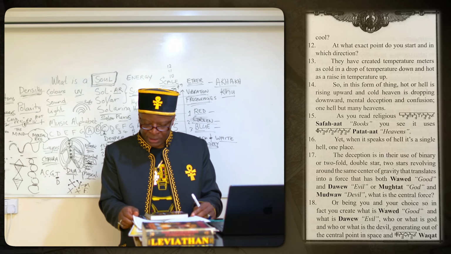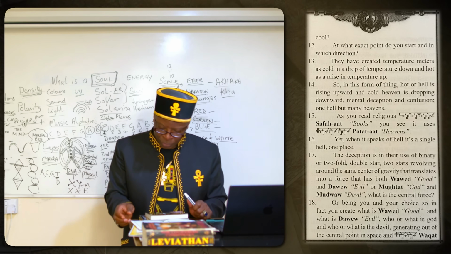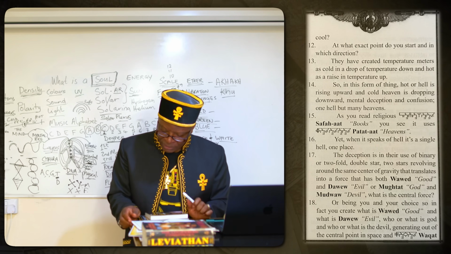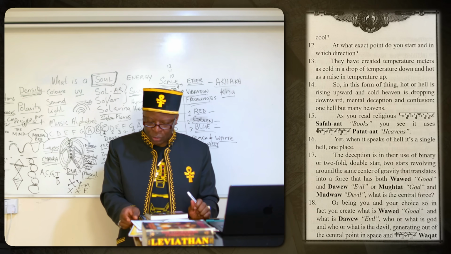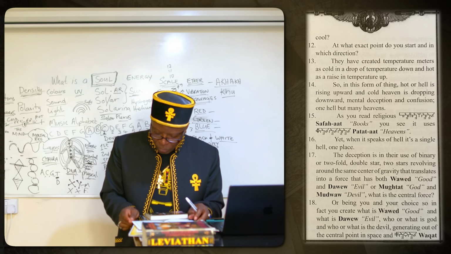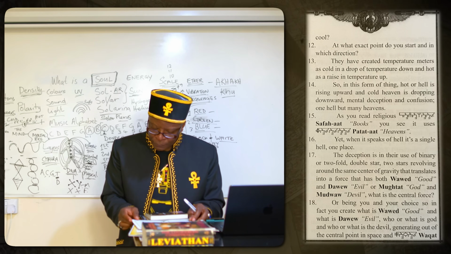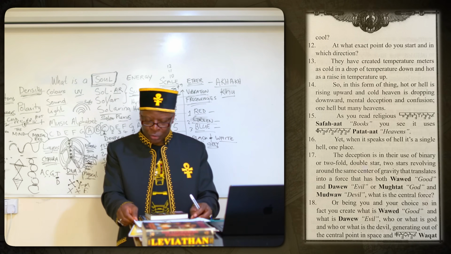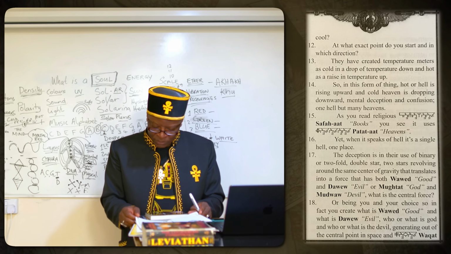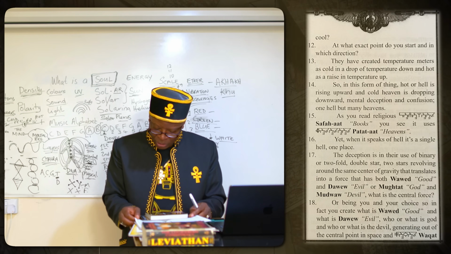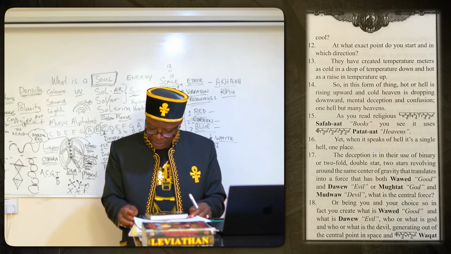The deception is in their use of binary or twofold, double star, two stars revolving around the same center of gravity that translates into a force that has both wawed, good, and dawi, evil, or muhtat, God, and mudwa, devil. What is the central force? Or being, you and your choice. So in fact, you create what is wawid, good, and what is dawi, evil. Who or what is God and who or what is the devil? Generating out of the central point in space and wakat.